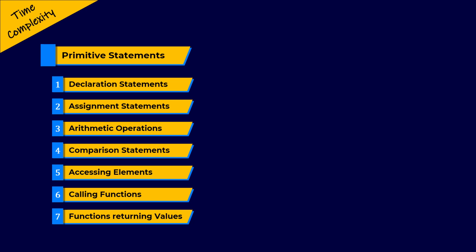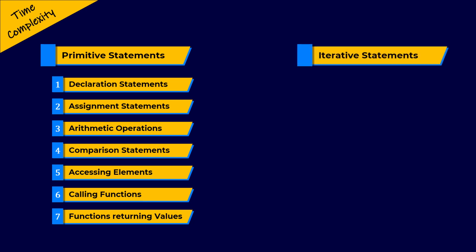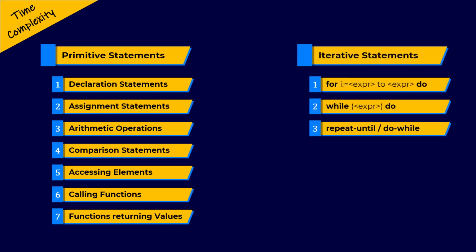So these are the primitive or basic operations that take a unit of time to perform. Then there are iterative statements such as for loop, while loop, and repeat until or do while loops, which perform the operations a number of times depending upon the condition in the loop. Therefore, in theoretical analysis of time complexity, we focus on the number of times the primitive operations are performed by an algorithm to compute the time complexity, and this is known as the step count method.